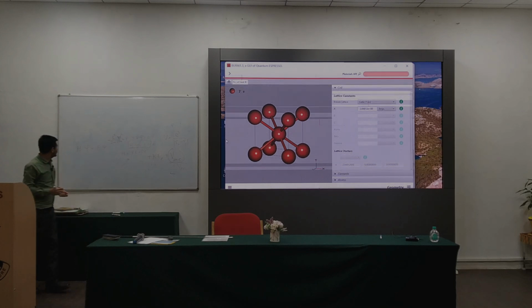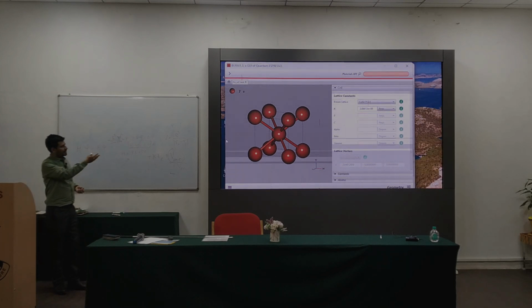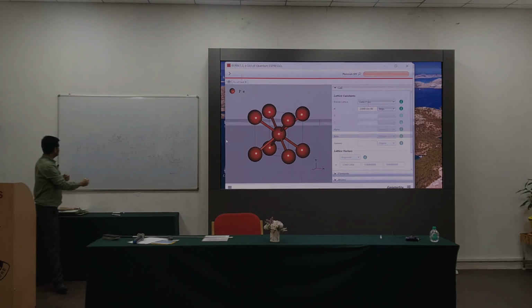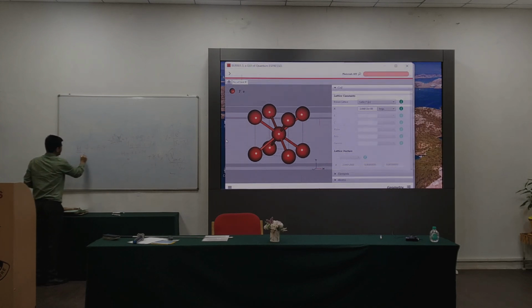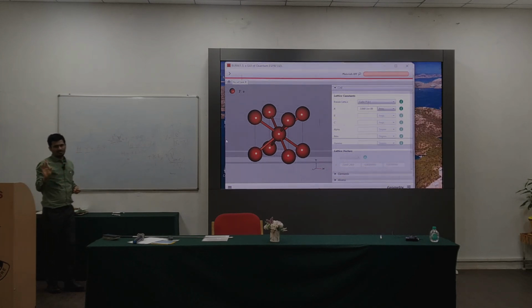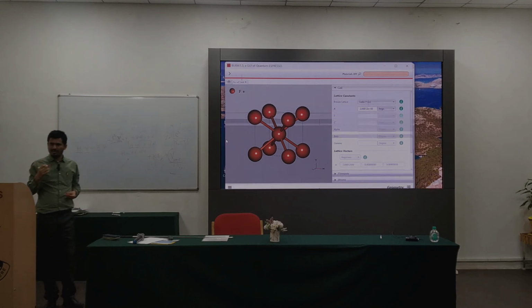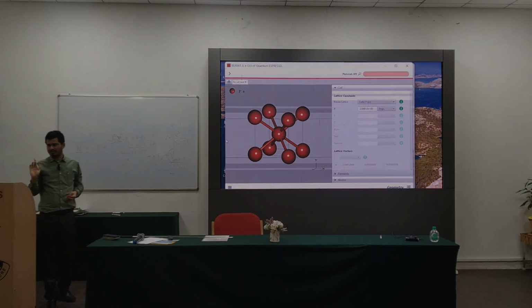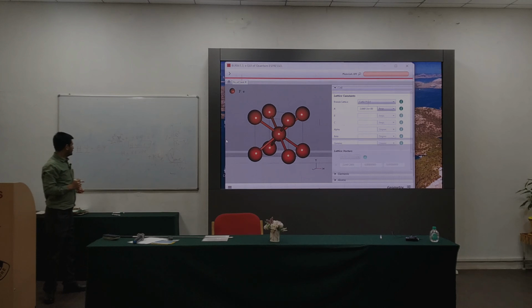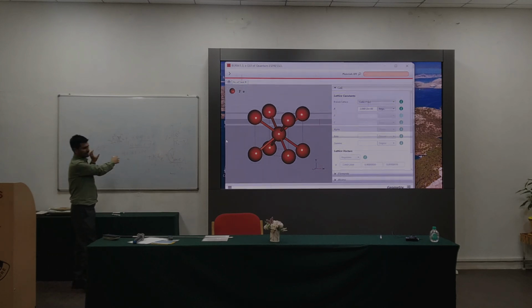Okay, so now in DFT or material science, what we do is find out this Hamiltonian and this wave function. That's all. So our motivation is to find out the Hamiltonian as well as the wave function. Okay, now this is theoretical.